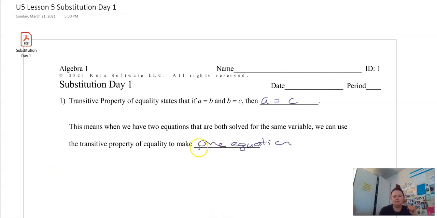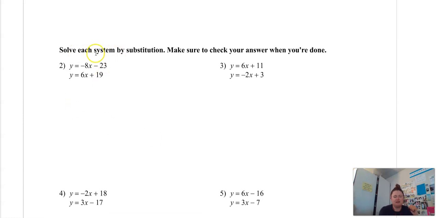So what we're going to do is take an equation that looks like y equals something, and another equation that looks like y equals something, and since they're a system of equations and we're trying to find where they're both true, we're going to just eliminate the y's and make them equal to each other. So if I have y equals negative 8x minus 23 and y equals 6x plus 19, I'm going to rewrite that as negative 8x minus 23 equals 6x plus 19. See, I just made them equal to each other because they both equal y, so they should equal each other.